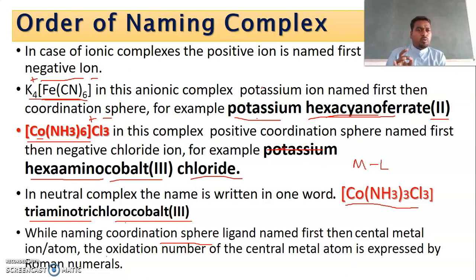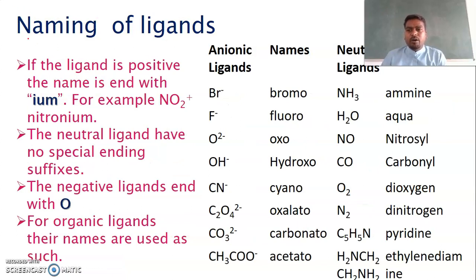In general, while naming, first we write the name of the ligand, then the central metal atom in the coordination sphere. If the counter ion is given in the complex, we always write the positive part of the complex first and the negative part at the end. These are the rules we have to keep in mind while naming complexes. If it is not understood while discussing the rules, you can easily understand it while solving problems. Next, naming of ligands.